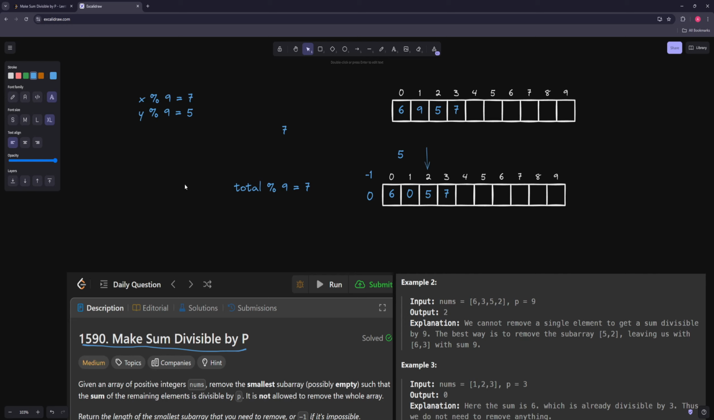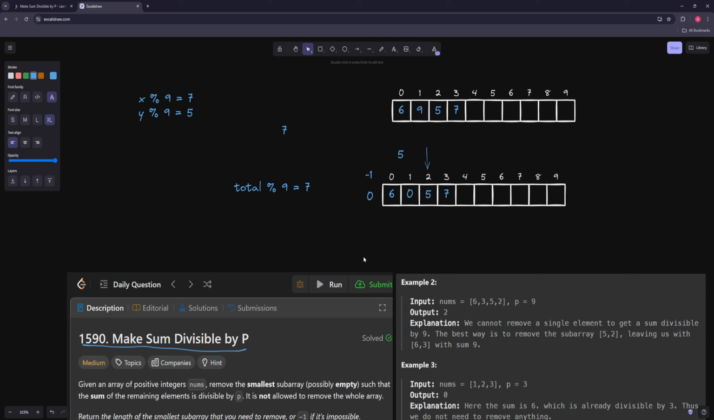For example, 25 has remainder 7, and then we add 7, and we mod this by 9, then this will be remainder 5. So hopefully that makes sense. I think this is the confusing part of this problem: given a remainder, what's the other remainder I need to look for, so that I can delete something here? And if I'm able to do that, then I can get rid of a subarray. So hopefully that makes sense. Because here's a 5, we're looking for a 7.